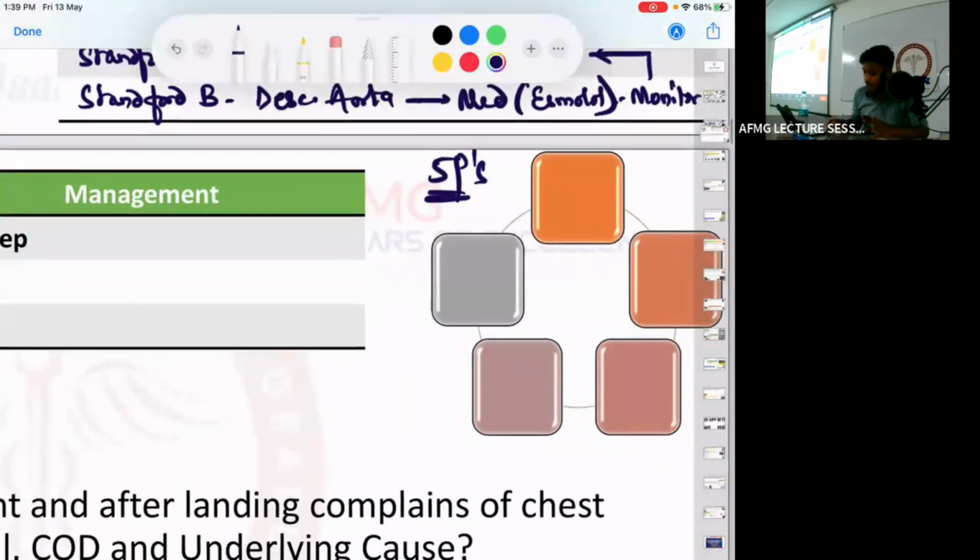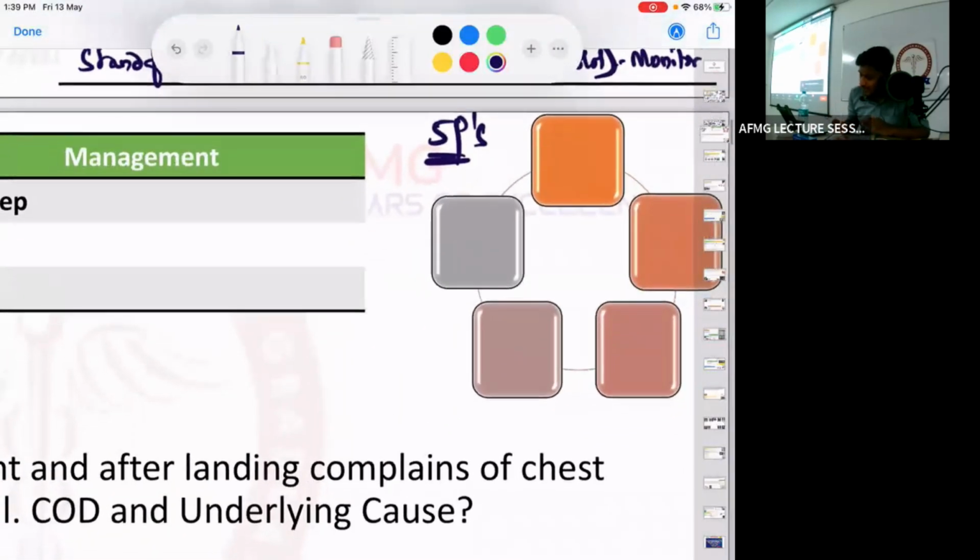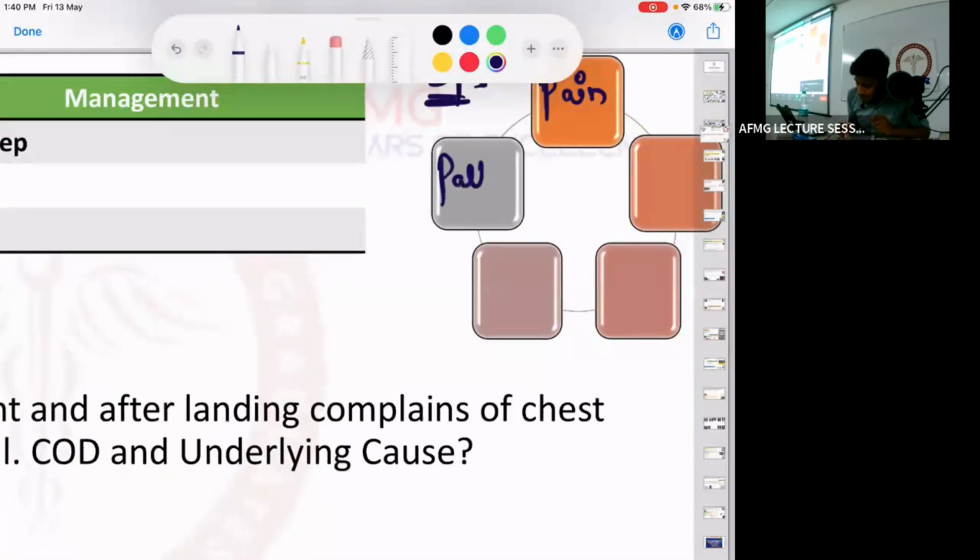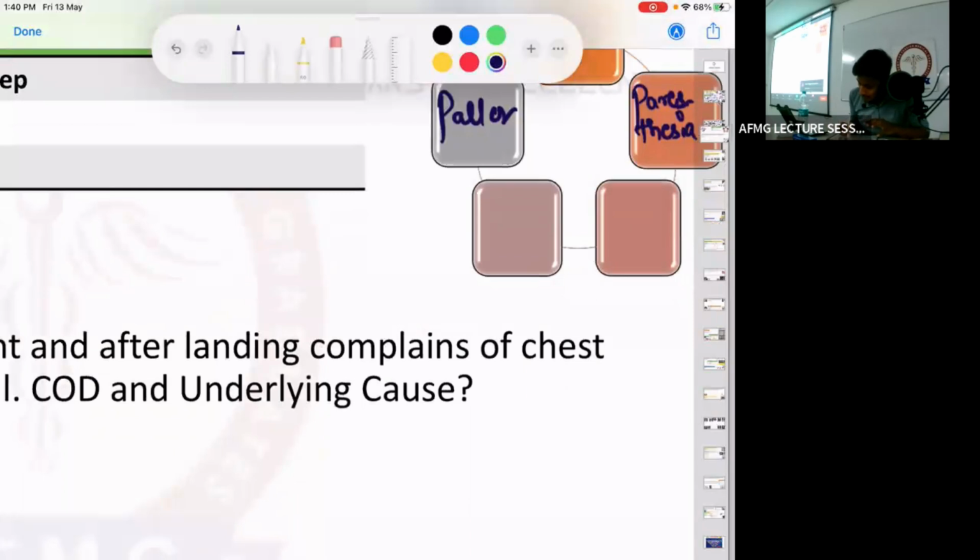What happens in acute arterial obstruction? Due to suddenly decreased blood supply, the patient will experience, first, pain, then pallor. Third, paresthesia, that is decreased sensation or numbness. Next, poikilothermia.